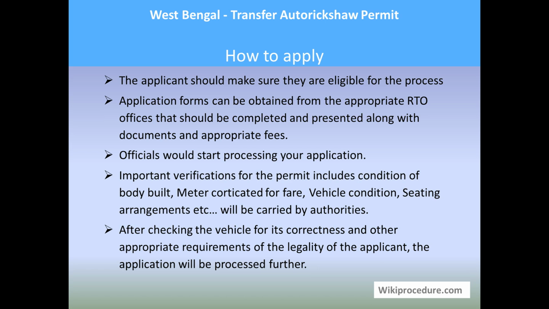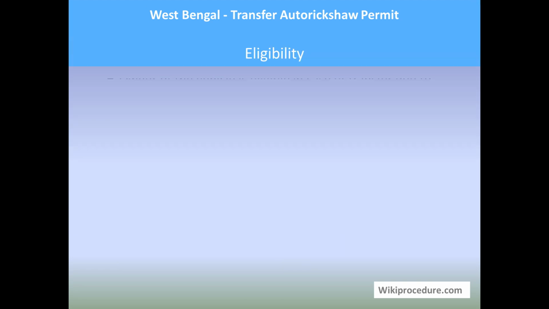After accepting your documents and fees, the authorities will do the internal processing of the application. Important verification for the permit, including the condition of the body built, meter certified by the authorities, vehicle condition, seating arrangements, etc. will be carried out by authorities. After checking the vehicle for its correctness and other appropriate requirements, and also the legality of the applicant, the application will be processed further to transfer the auto rickshaw permit on satisfactory completion.